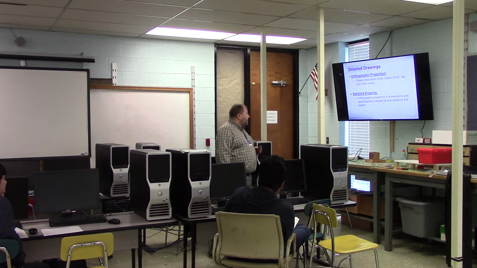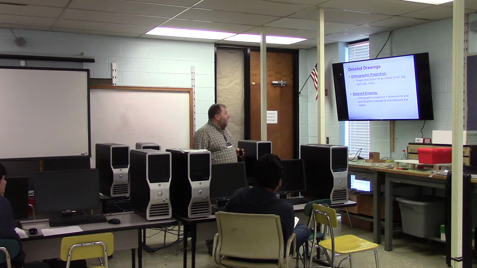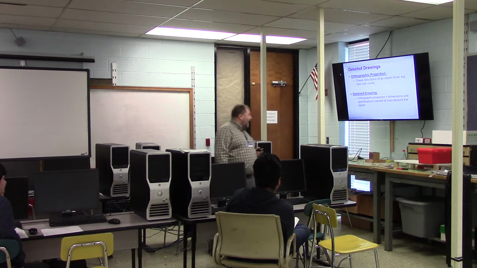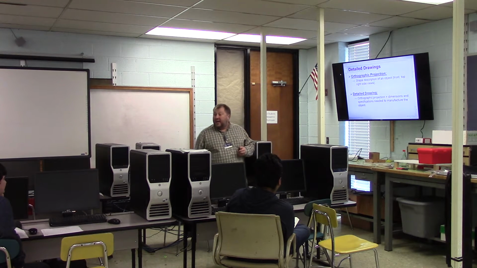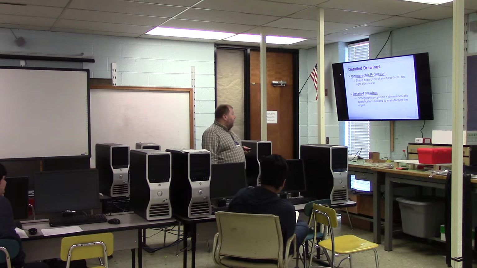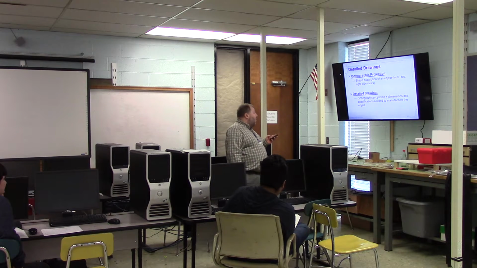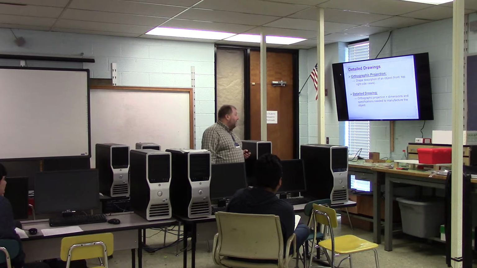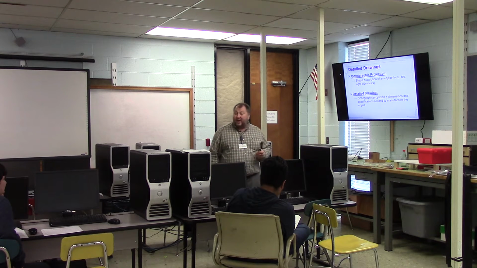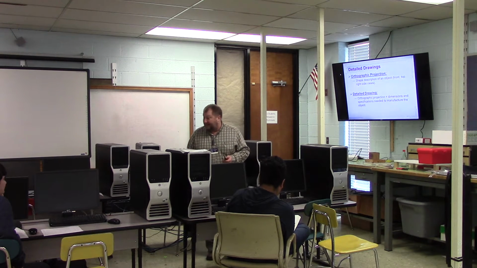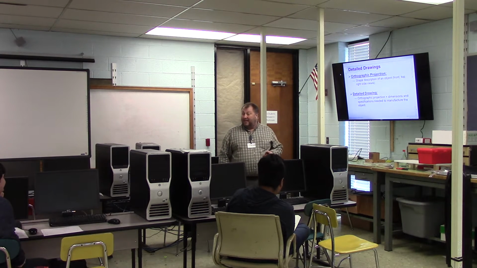Orthographic projection is a shape description of an object from the front, top, and right side. A detailed drawing is an orthographic projected part plus the dimension specifications needed to manufacture an object. Does that make sense? Why would we need dimensions on a part? How big it is. That's it.